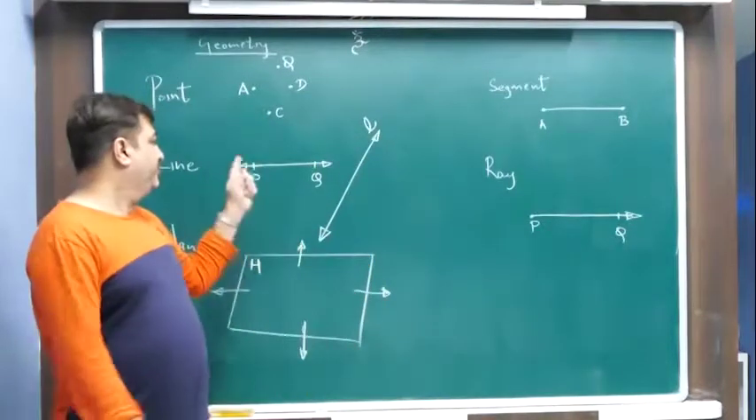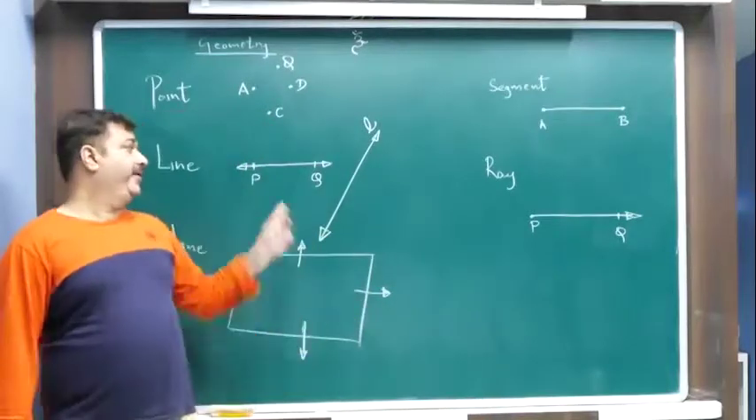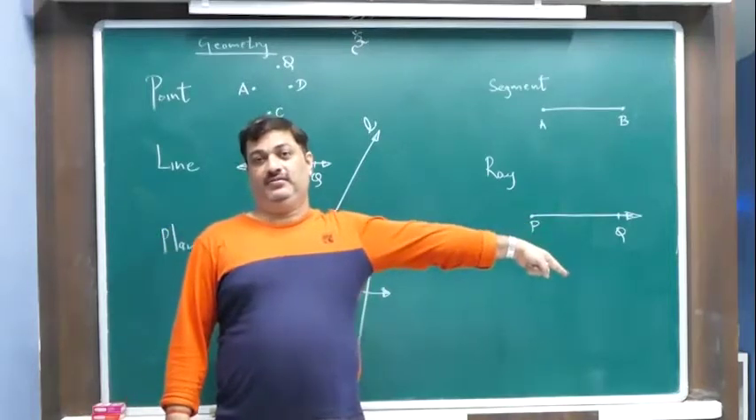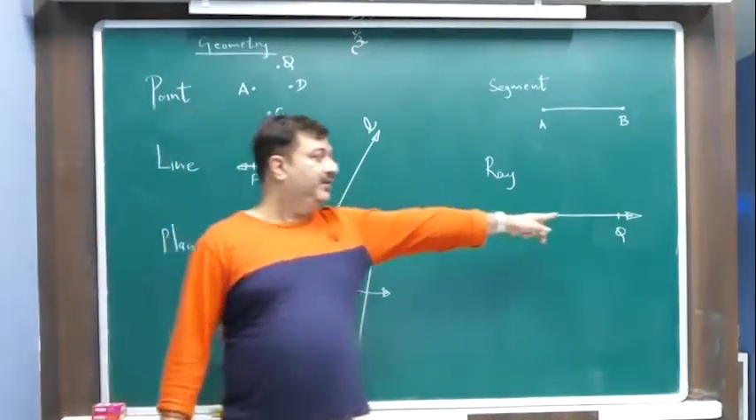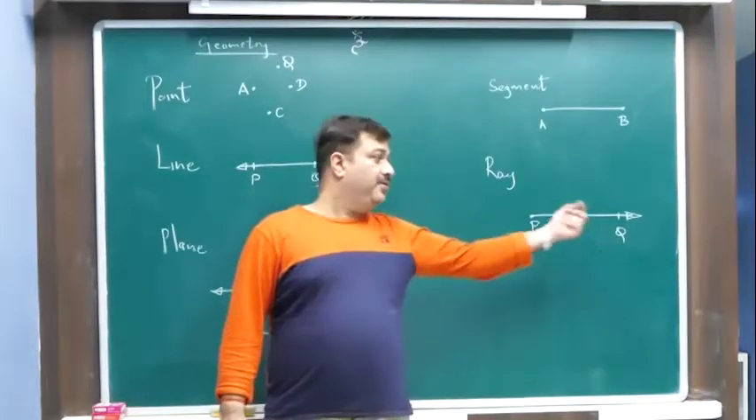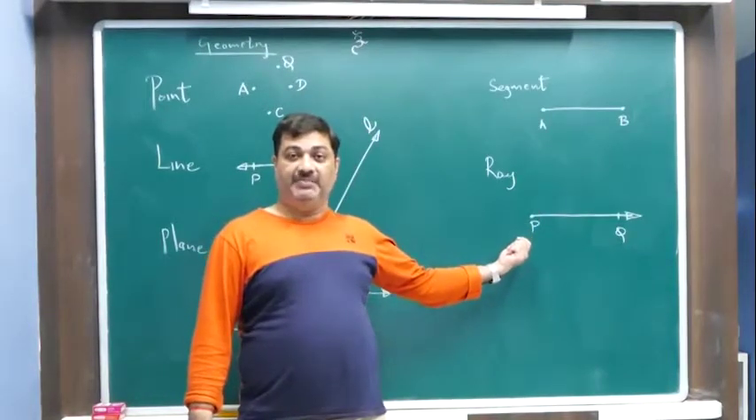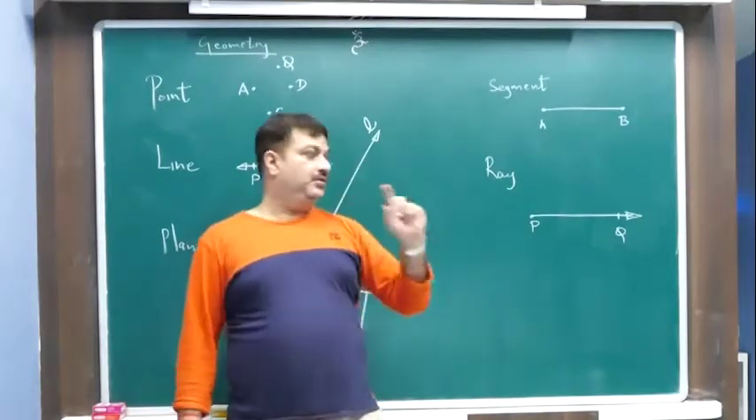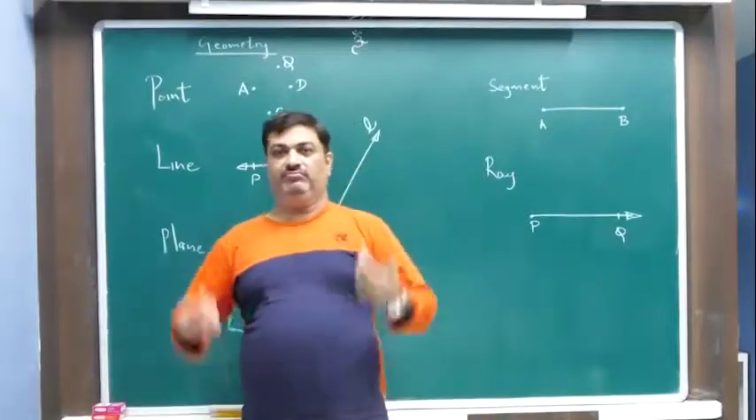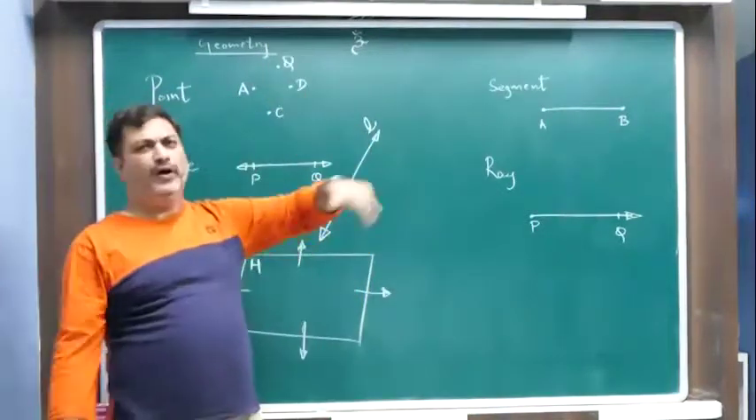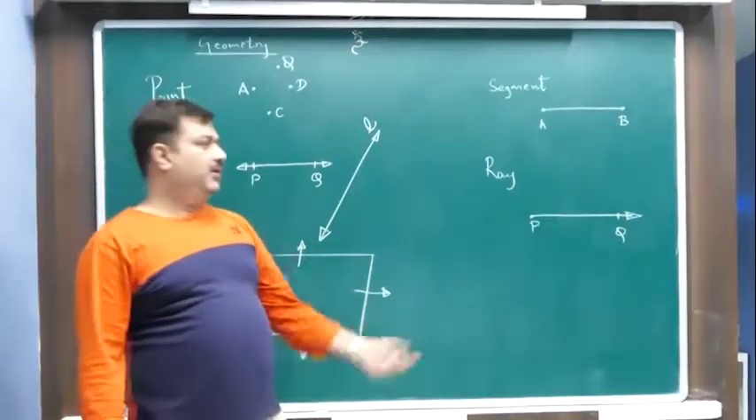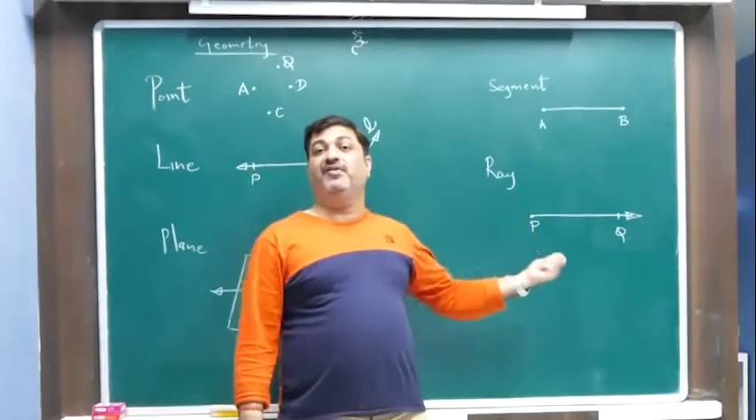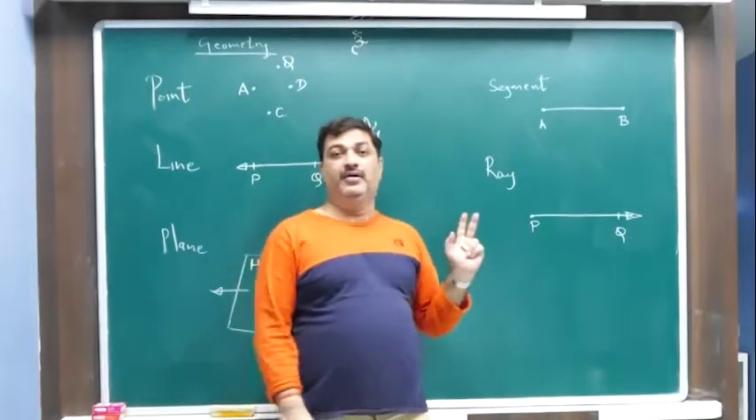Again compare it. What is the difference between this and this? Here there are arrows on both sides. Here there is an arrow only on one side. Right? Meaning it does not have an end. But it has a beginning. So the starting point is fixed. Point P is fixed. The ending point is not fixed. It can extend. It can go on and on and on. No ending. Clear? So a ray does not have a fixed end, but it does have a fixed starting point. Is that clear? That's called a ray.